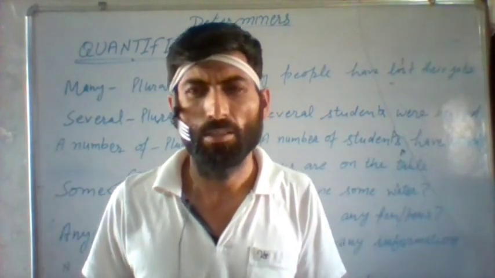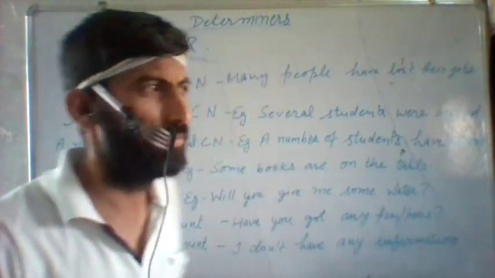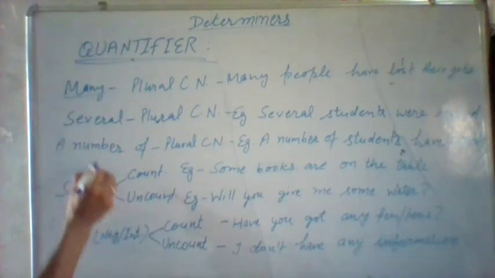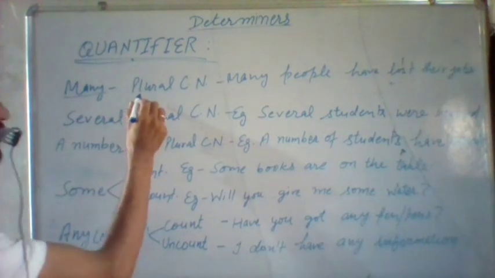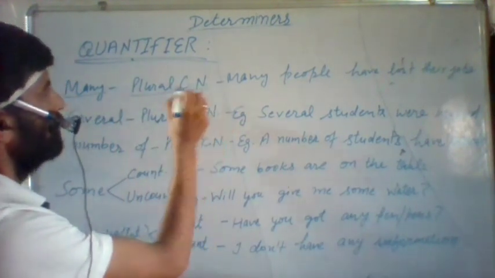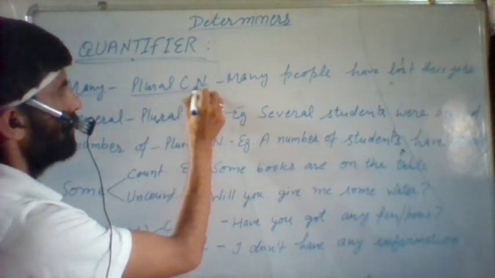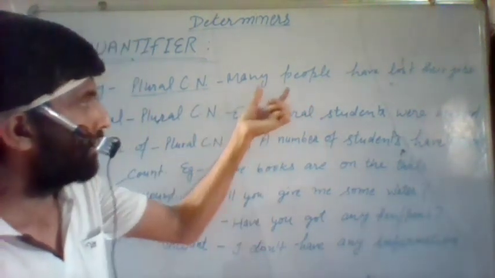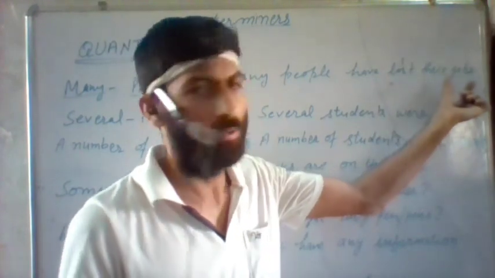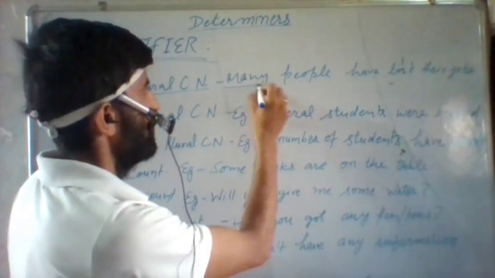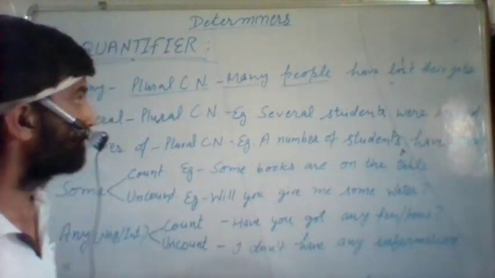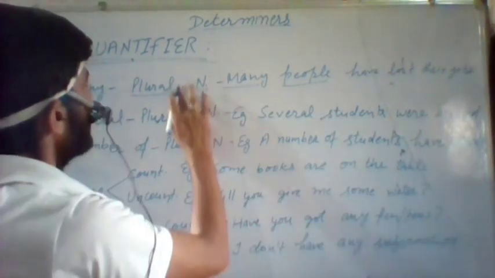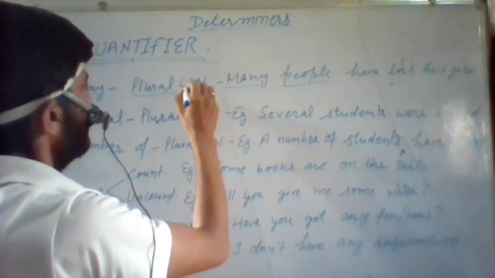Now students, we'll talk about the usage of quantifier determiners. First of all, we'll see many. Many is used with plural countable nouns. Plural CN means countable noun. Let's see an example: Many people have lost their jobs. Many is used here with a countable plural noun.